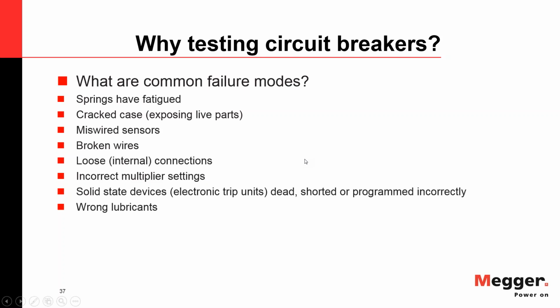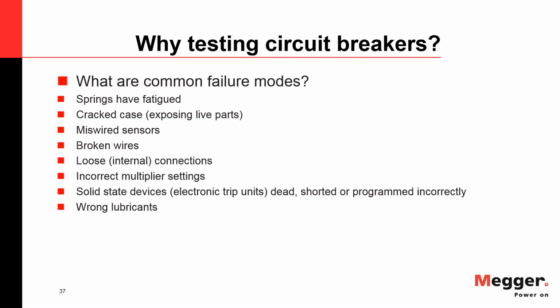Parts then can, like the springs can fatigue. You can have cracked cases, deformed metal parts, so live parts can be exposed, and you lose your dielectric withstand capabilities because the distances, the clearances are not there anymore. The current sensors can be miswired. I personally have seen that quite a few times. Wires can be broken, and then the commands of the trip unit are not correctly processed anymore.